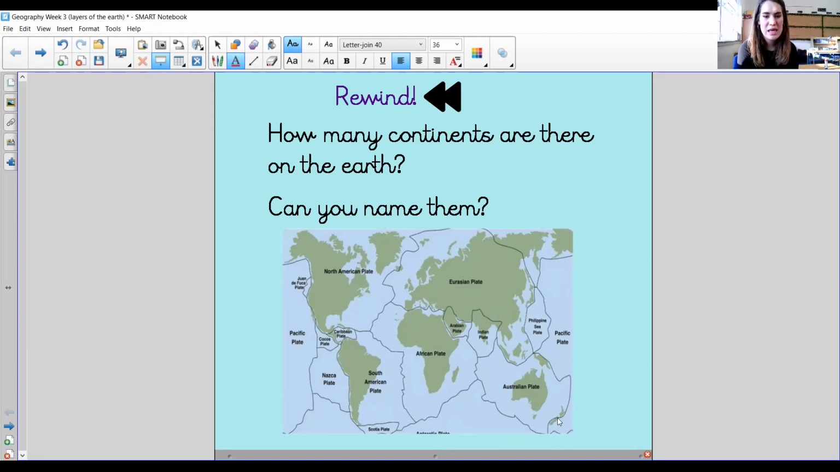What I've shown you here is the tectonic plates that make up the Earth and form these continents. Each continent is almost on its own tectonic plate, apart from the Eurasian tectonic plate, which has both Asia and Europe on it. So you can see how the Earth has been divided into its different continents by these tectonic plates. We're going to look a little bit more at the structure of the Earth today so we can understand how this happens. So let's get into it.